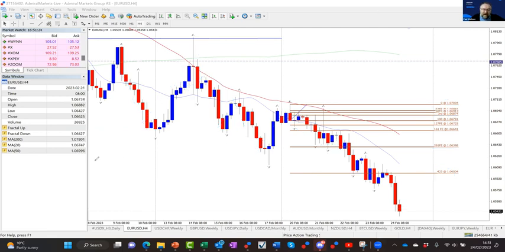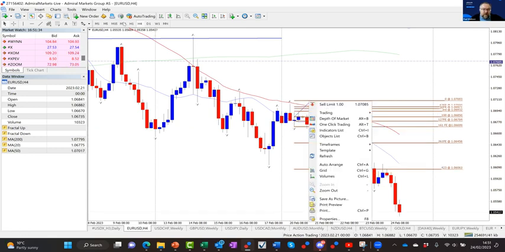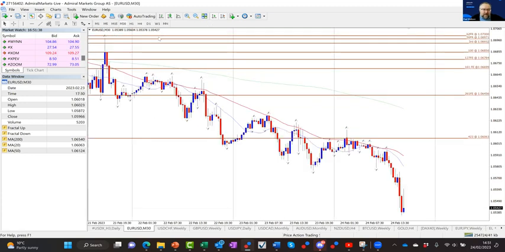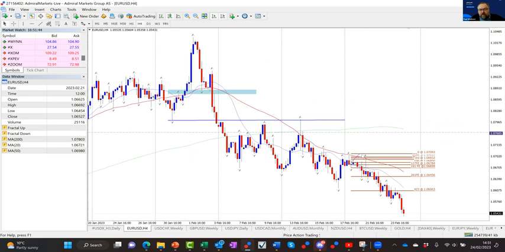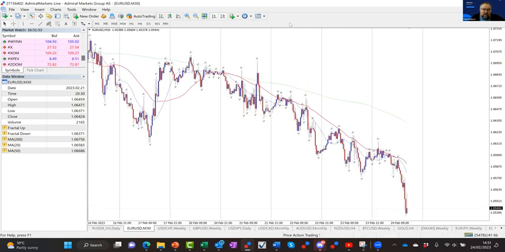And if you're an intraday trader and you went down to the 30 minute chart, let's just get rid of that, Fibonacci. So we can have a look at the 30 minute, and we can see that actually over the last couple of days, the price has been in that trend that we saw in the 4 hours.